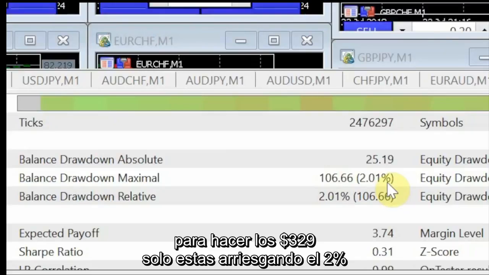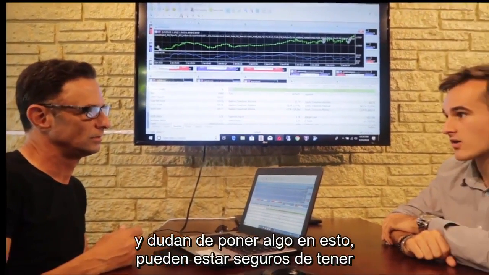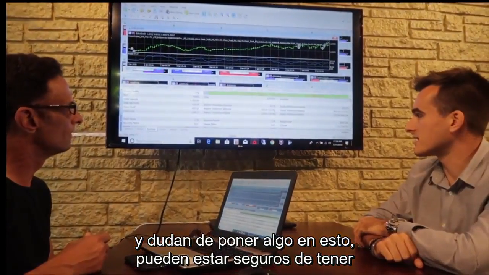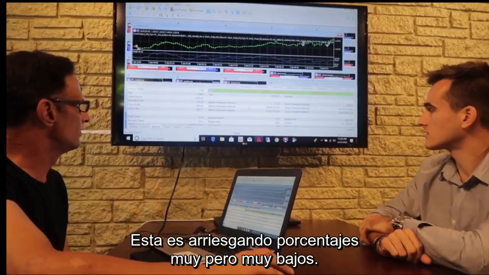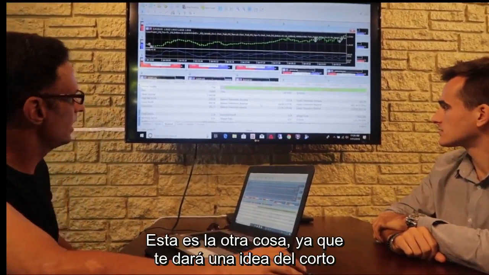You're only risking 2%. So for the people that maybe have some money in the bank and are kind of hesitant to go put something in this, they can rest assured and have that peace of mind that it's not risking 100%. Yeah, it's risking very, very low percentages.